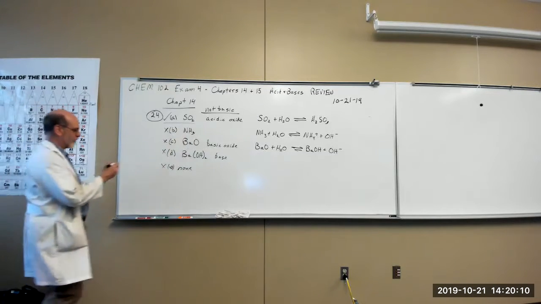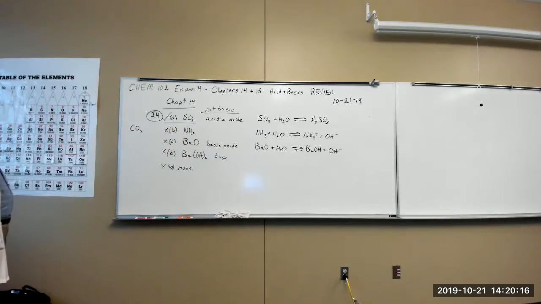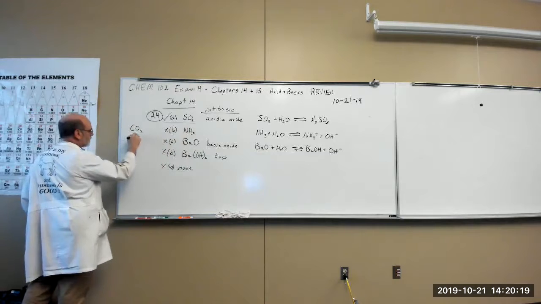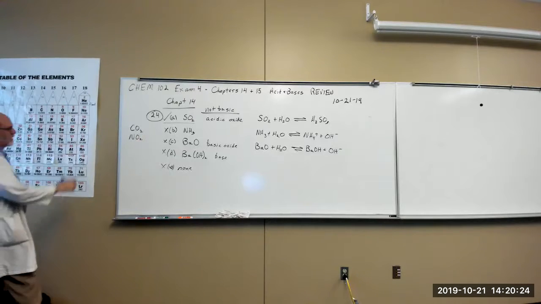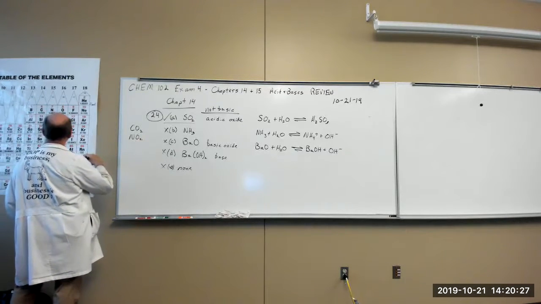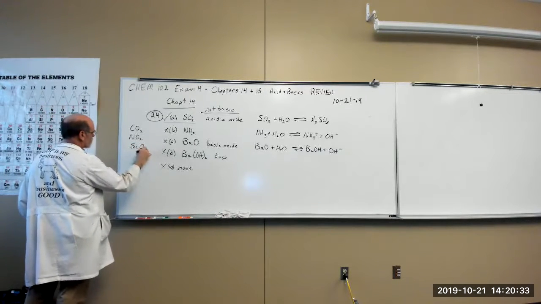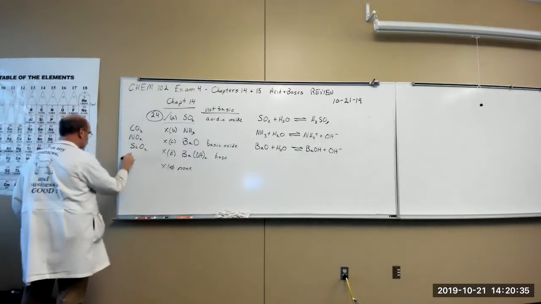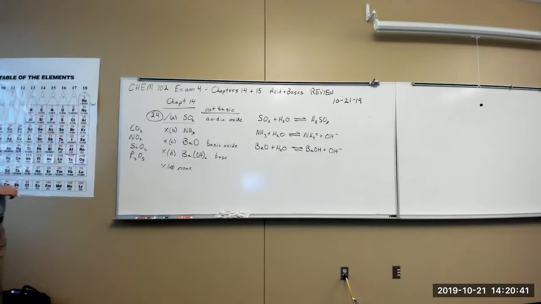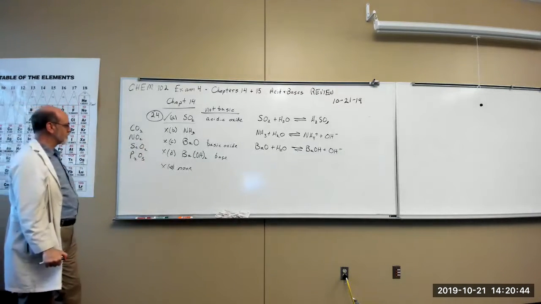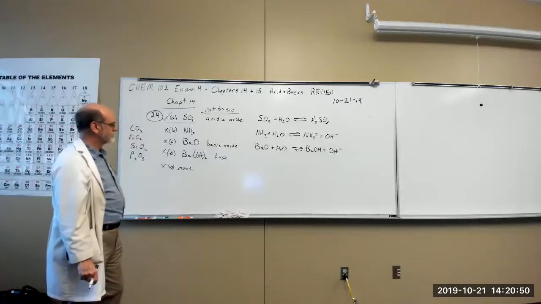So what are some other examples? Well, carbon dioxide, right? Nitrogen dioxide would be a good one. I'm not sure about this one. I think, yeah, silicon dioxide, maybe even this one, P2O5. They should all form acidic solutions. Okay?